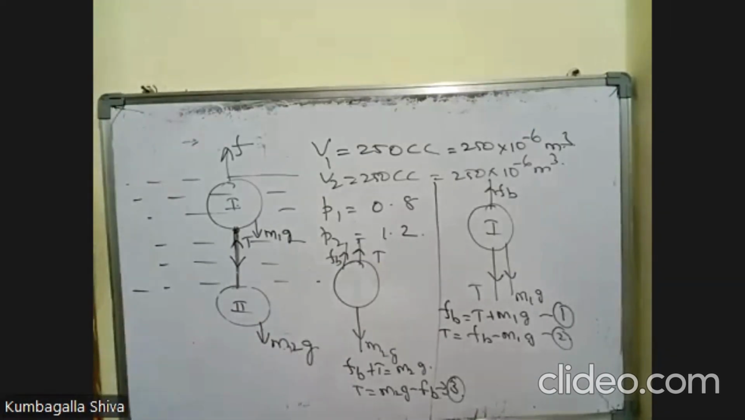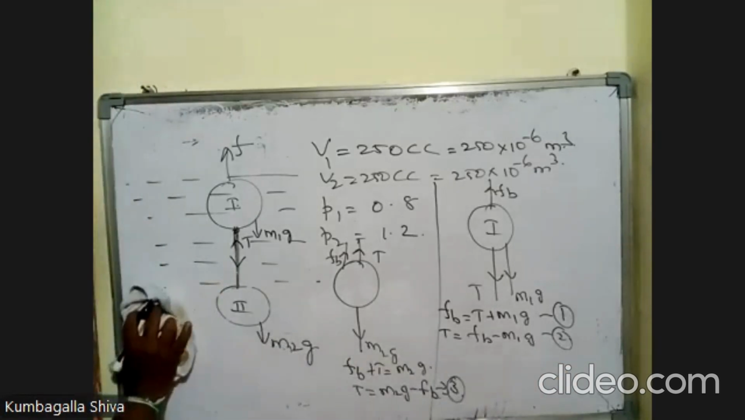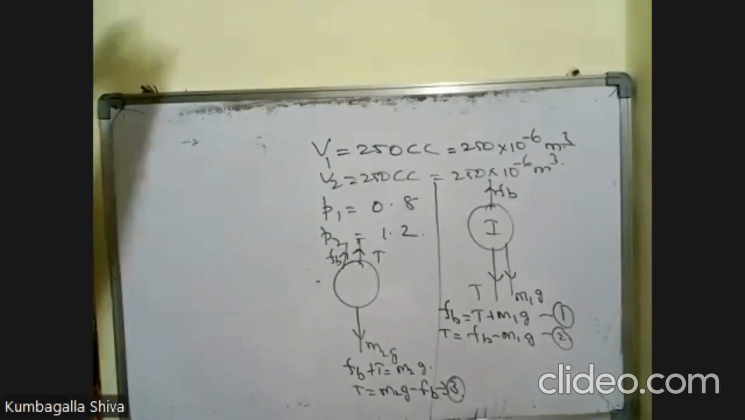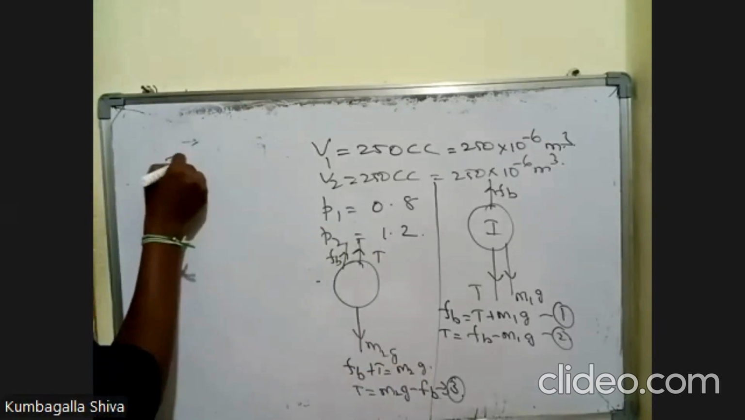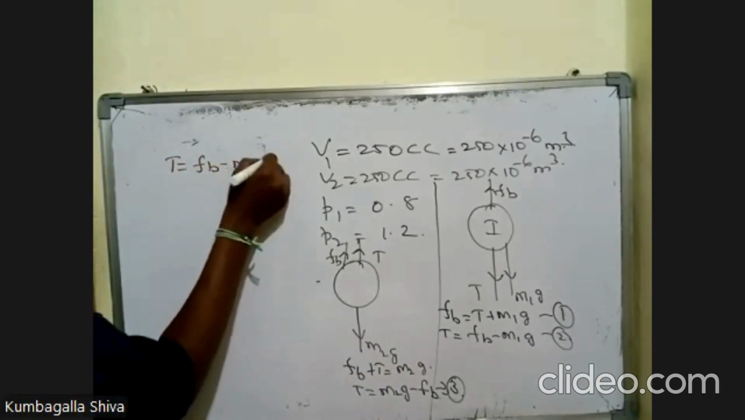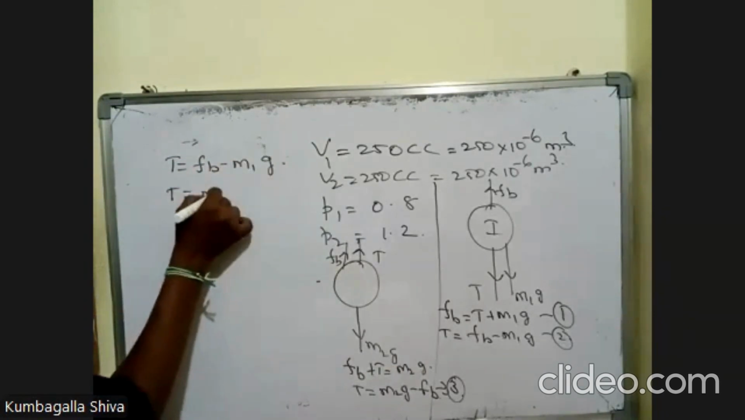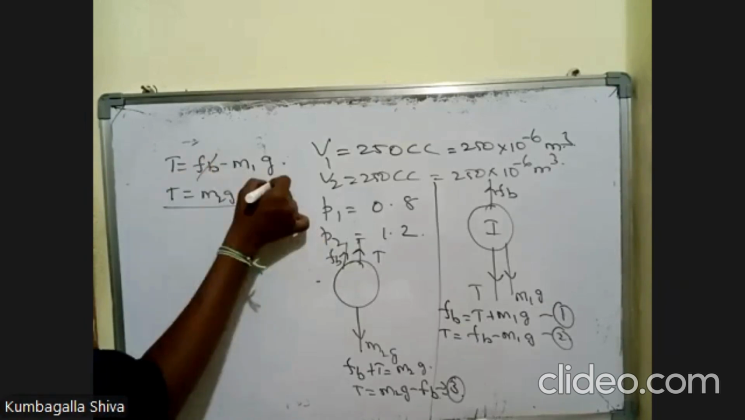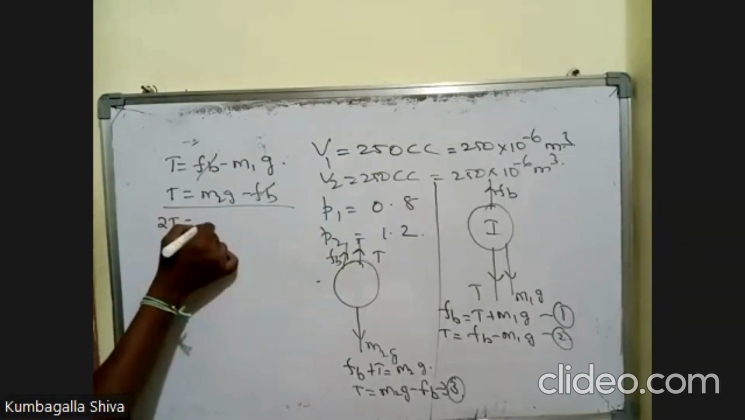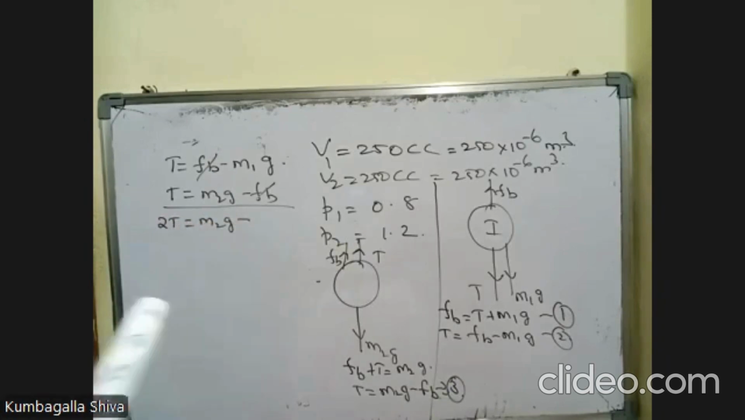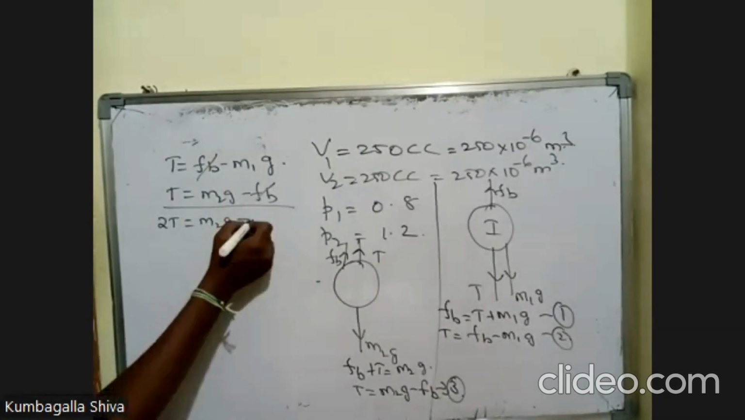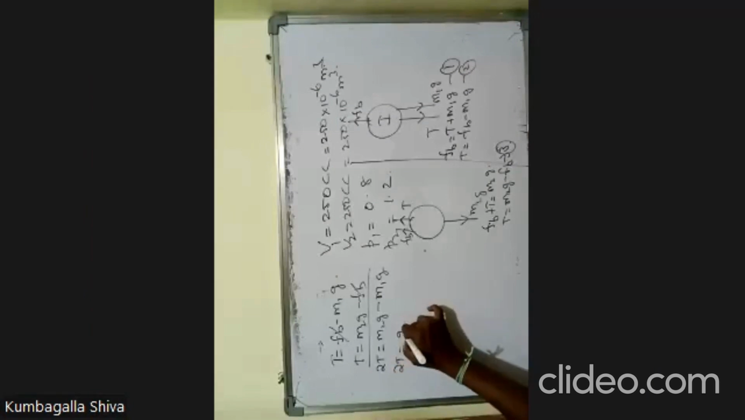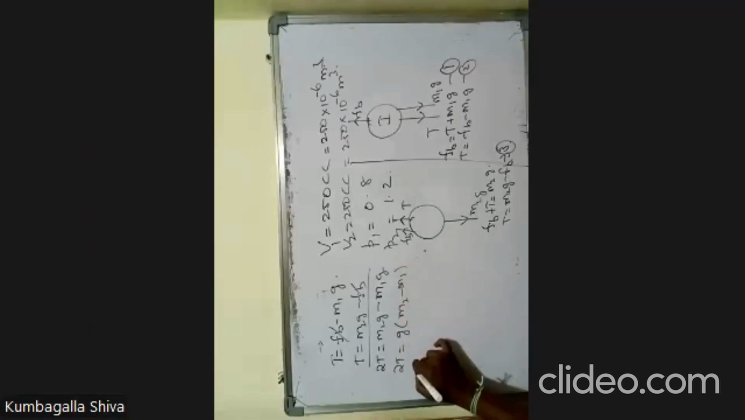I'm solving the second and third equations. So T is equal to FB minus m1g, and T is equal to m2g minus FB. Adding both the equations, the FB gets cancelled. You get 2T equal to m2g minus m1g. So 2T is equal to g common, m2 minus m1.